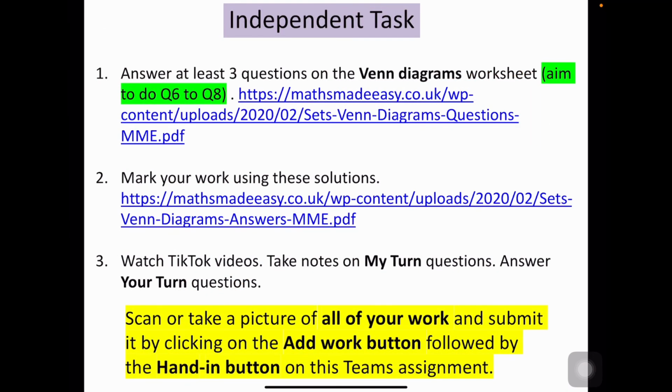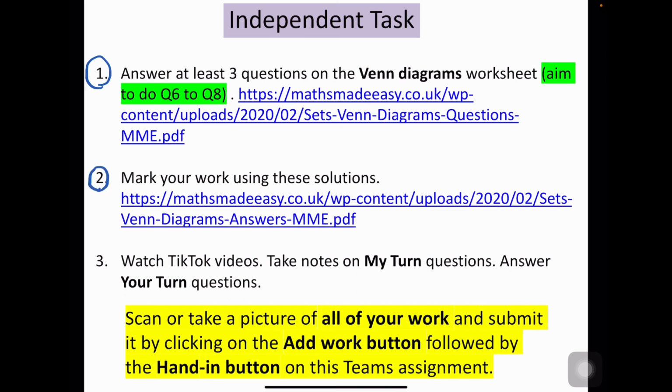So after you complete this video, I would like you to answer at least 3 questions from the Maths Made Easy Venn diagrams worksheet. I'd like you to aim to do questions 6, 7 and 8. However, if you are finding them too difficult, there is no harm in doing some of the earlier, easier questions. Please also mark your work using the second link.